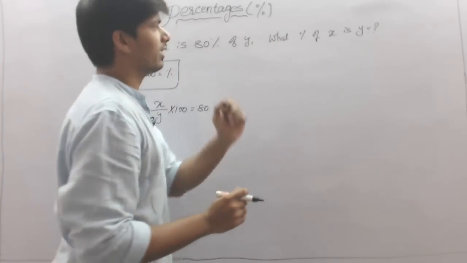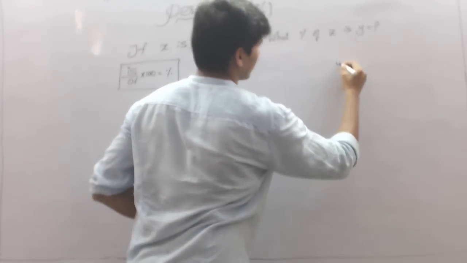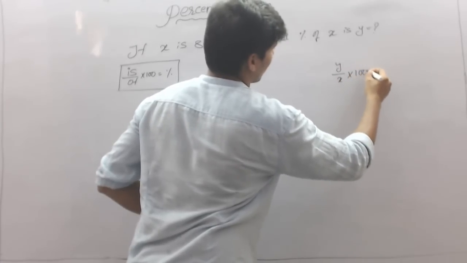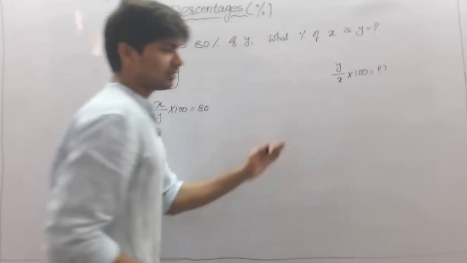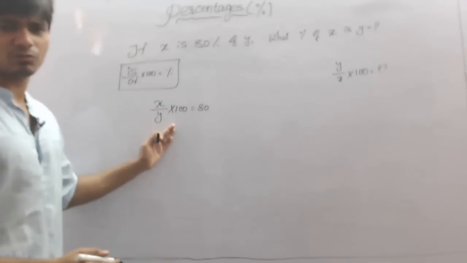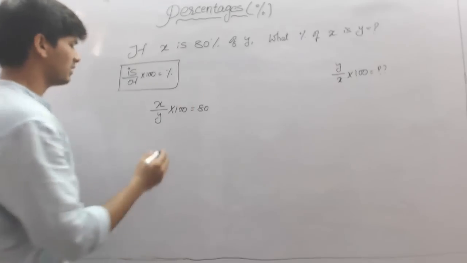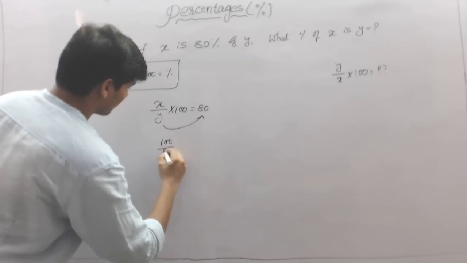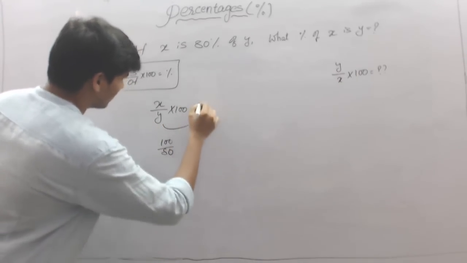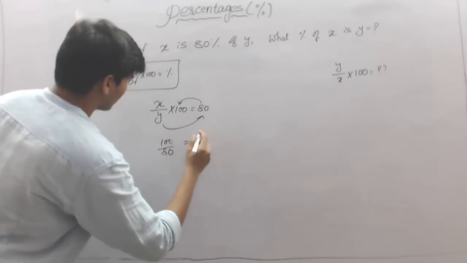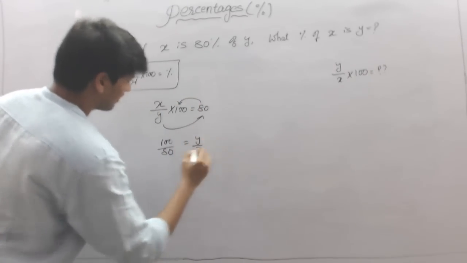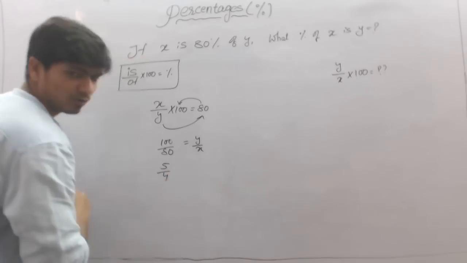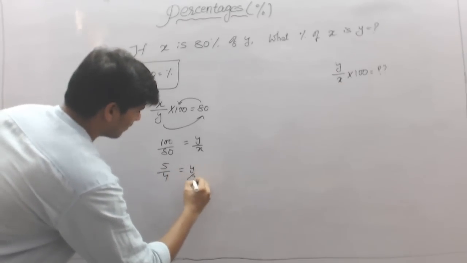Now what we need to find is y divided by x into 100, which is equal to how much? This is what we need to find. Very simple. You need to transfer this, that is 100 by 80, equal to y by x. Now what is this? 5 by 4 is equal to y by x.